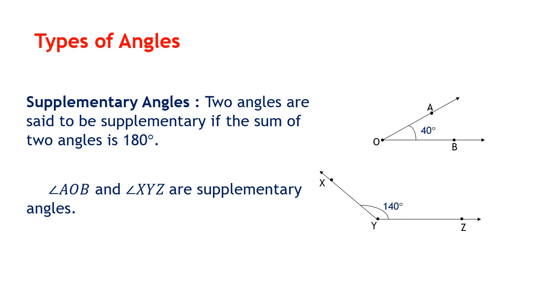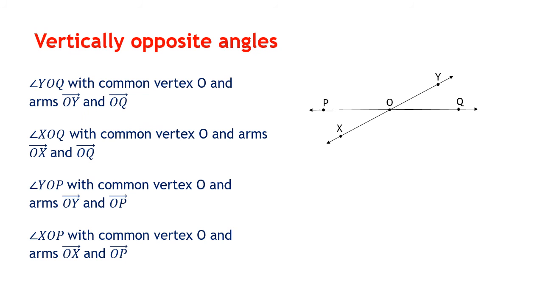So now next we move on to supplementary angles. I told you, now these two angles' sum is 40 plus 140. If you add them, they both make 180. So they are supplementary, but they are not a linear pair. Why? They don't have a common vertex, they don't have a common arm, and the non-common arms do not make a straight line. So these two angles are supplementary, but they are not a linear pair. And now we move on to the next type, vertically opposite angles.